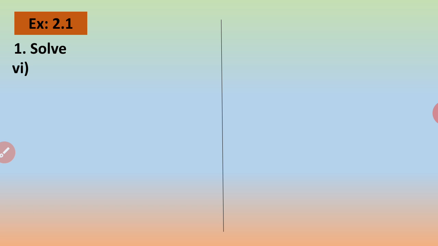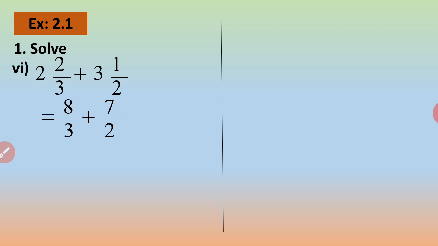The next sub-question now. Here there are two numbers, both are mixed fractions and they are to be added. In such cases, whenever you have a mixed fraction, the first step will be converting it into an improper fraction. So here we have the improper fractions. The first term, that is 2 integer 2 by 3, will become 8 by 3. And the second fraction, that is 3 1 by 2, becomes 7 by 2.